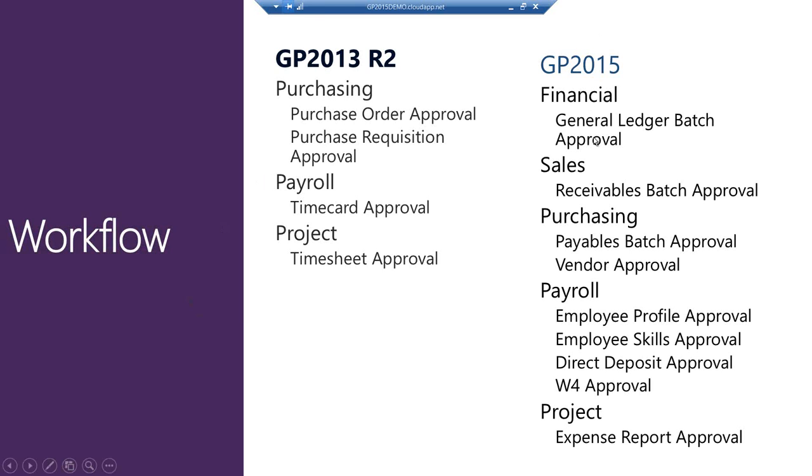So what that allows us to do now is we can do a general ledger batch approval, a receivables batch approval, a vendor approval, an employee approval. We've got a whole bunch of employee self-service approval options, and now we can do project and expense approvals.